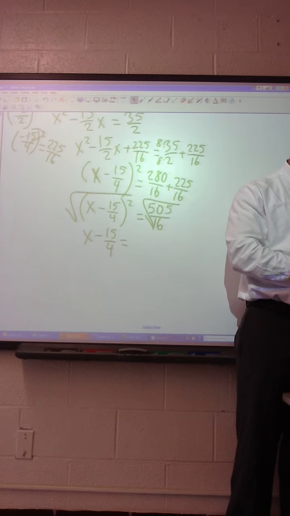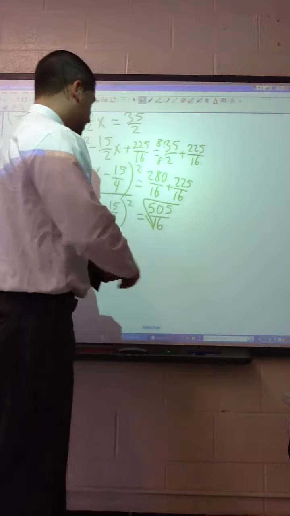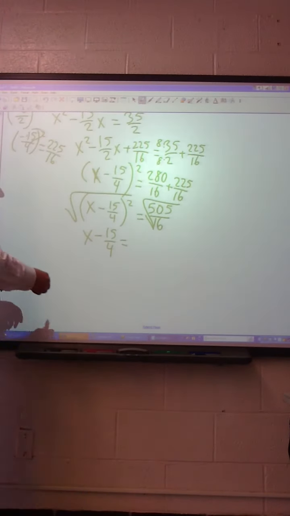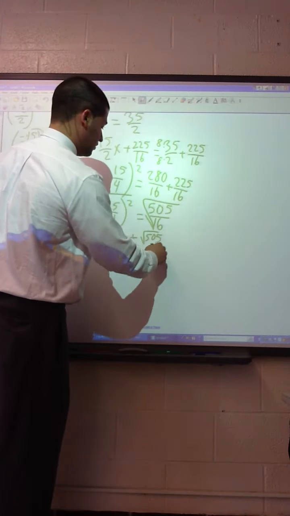And I'm trying all different odd numbers, and they're not really working out for me. So I'm going to guess that there are no perfect squares that go into 505. And that's fine. So we can simplify the bottom, we just can't simplify the top. So we'll get plus or minus radical 505 over 4.